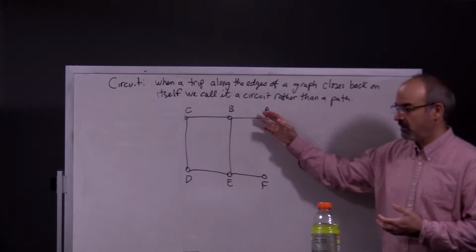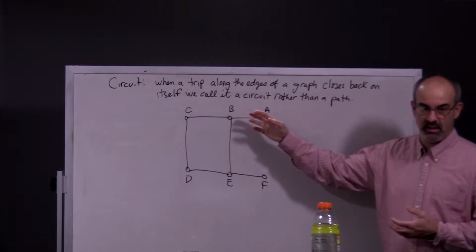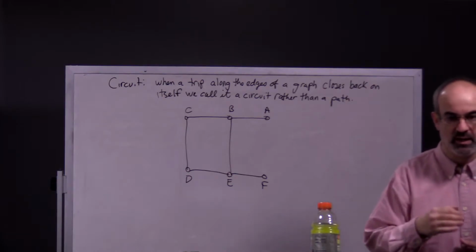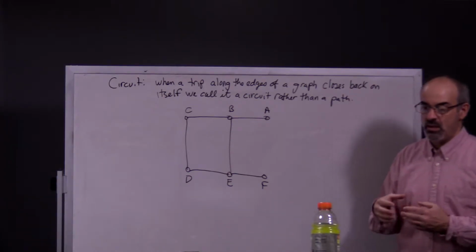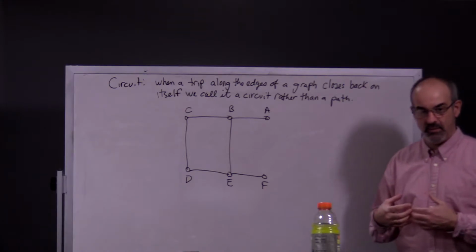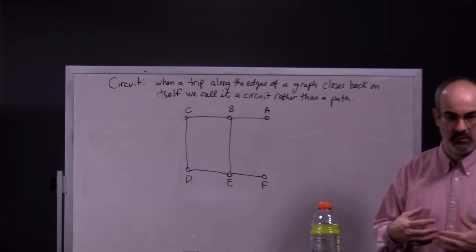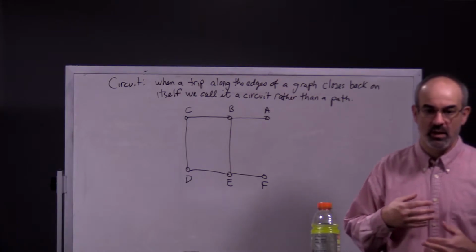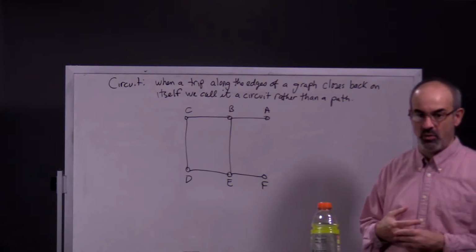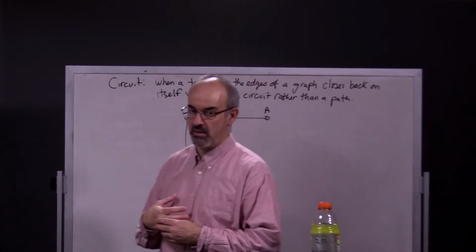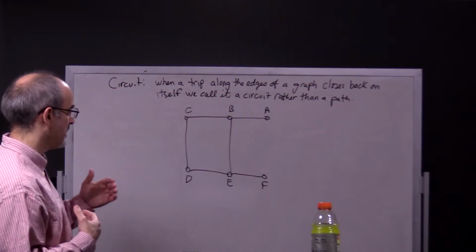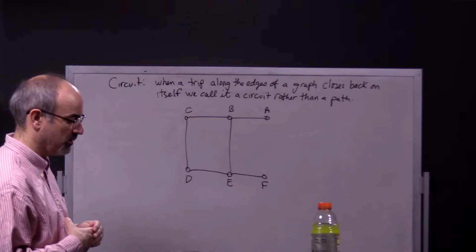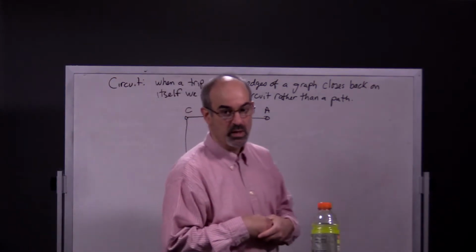You're taking distinct adjacent edges, traveling along them, but then you're coming back to where you started. So you're going to end at the same vertex that you start at. Now in a path, you end at a different vertex than what you start at. But in a circuit, you're going to end at the same vertex that you start at.